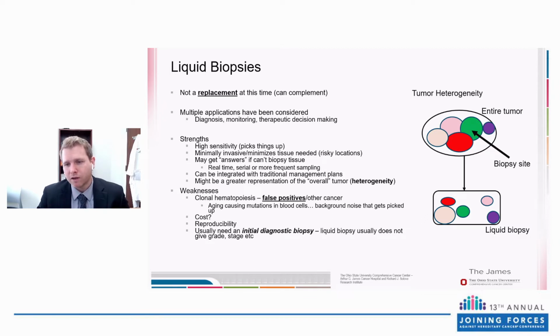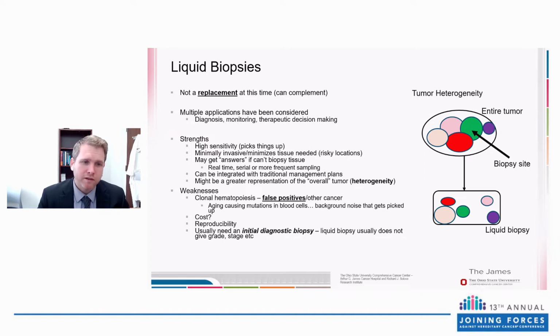So I might know up-to-date information about that one area I biopsy, but a liquid biopsy allows us the opportunity to have maybe a better understanding of what's going on within the whole tumor, not only in one location, but if there were multiple tumor sites throughout the body, it might give me a better composite or global understanding of what's going on with a cancer.